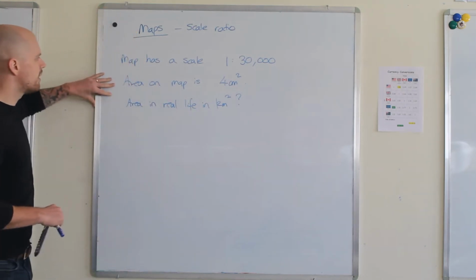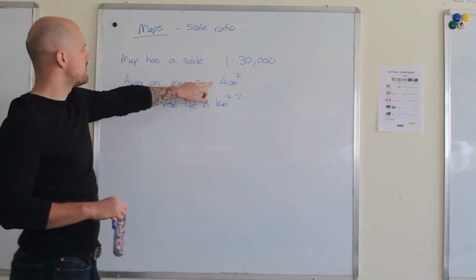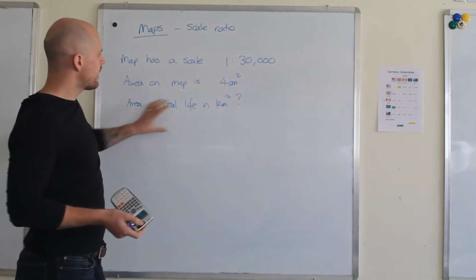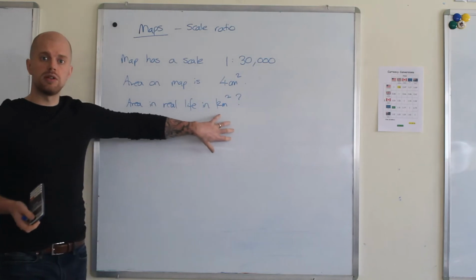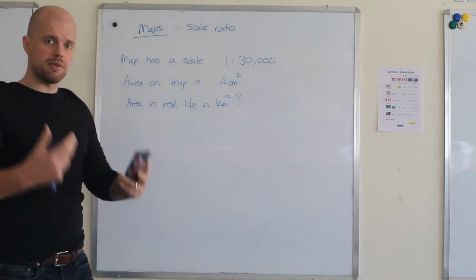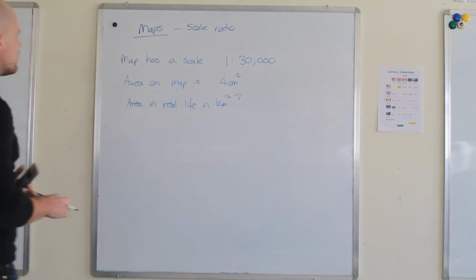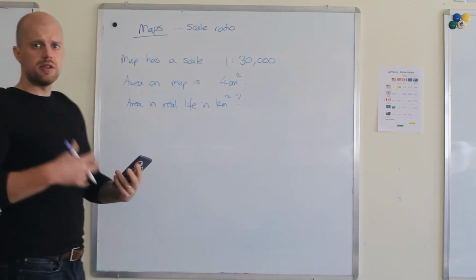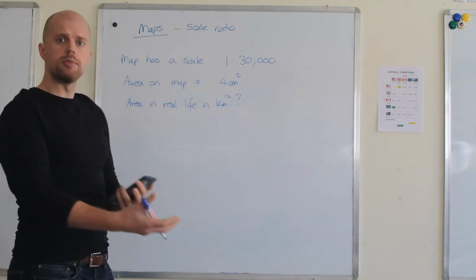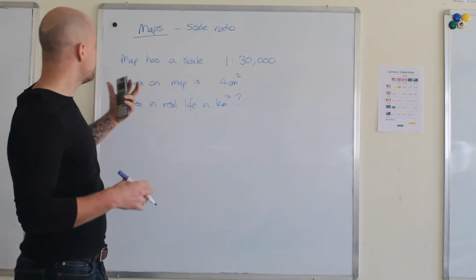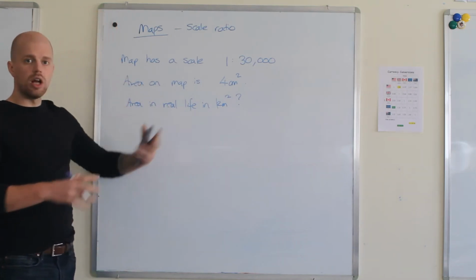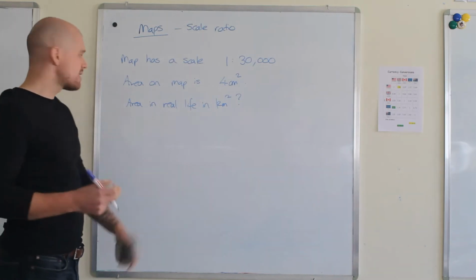I've been given the area on a map. The area is 4 centimetres squared, and what I want to do is work out what that corresponds to in real life. So how big it is in real life in kilometres squared. Okay? So I'm going to teach you two ways to do it. The first way is just to memorise the formulae, and the second way is to more understand what's going on and apply it to an example.